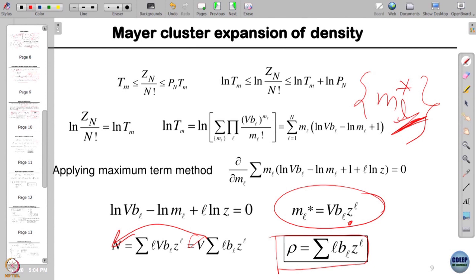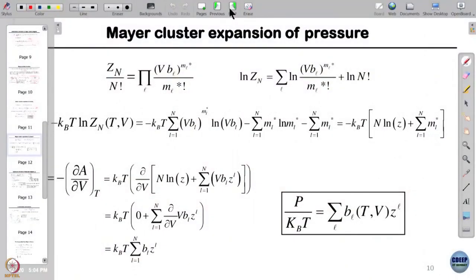So now we have a beautiful relation in terms of the cluster integrals BL, and cluster integrals are nothing but those integrals that contain intermolecular interactions. So because of the cluster integrals, we have made the connection with the intermolecular interactions. So this is beautiful stuff. Then he went on, to go back, to write the partition function at one particular distribution.